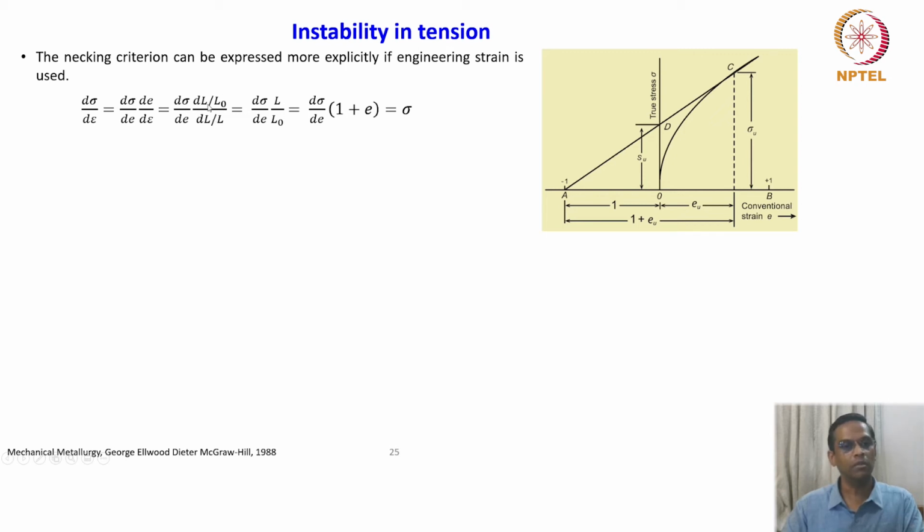Sorry, dE is dl by L naught and dε is dl by L, and this can be written like that, L by L naught, and this L by L naught becomes 1 plus E. dσ/dE times 1 plus E, which is nothing but sigma. Okay, so we can rewrite this: dσ/dE is equal to sigma by 1 plus E. So what is the usefulness of this?